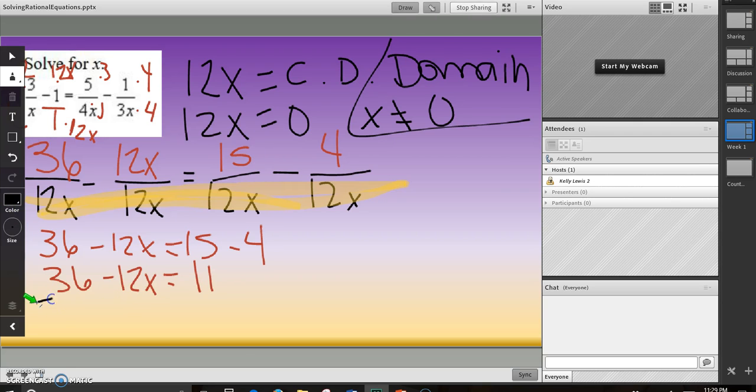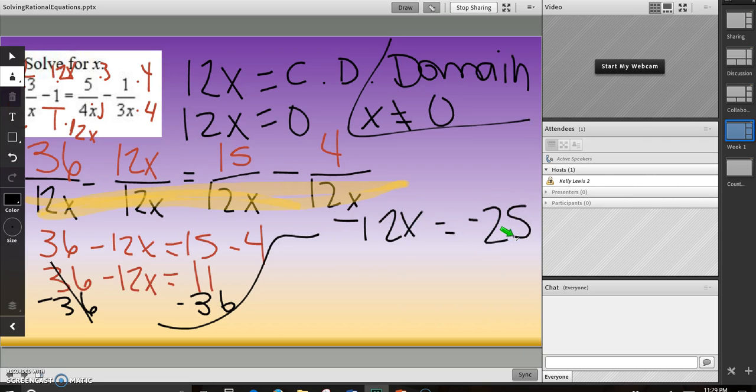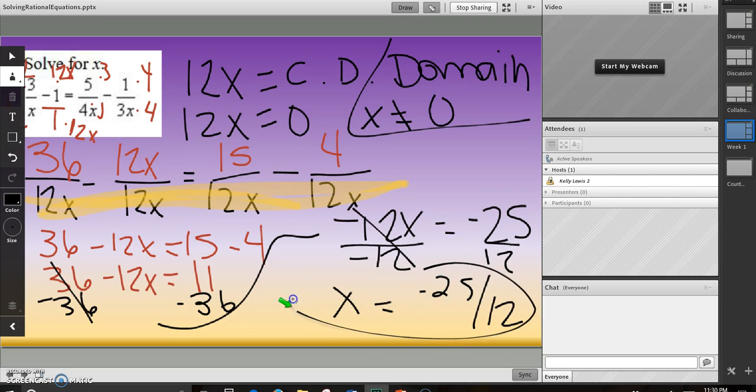All right, 11's by itself, so let's move the 36. 11 minus 36 is negative 25, but let me double check. Sure is. So I get negative 12x equals negative 25. All right, and then I'm going to divide by 12 on both sides. So that goes away, and so I just have x equals negative 25 over 12, which is not 0. So everything's okay there. All right, so my answer is negative 25 over 12.